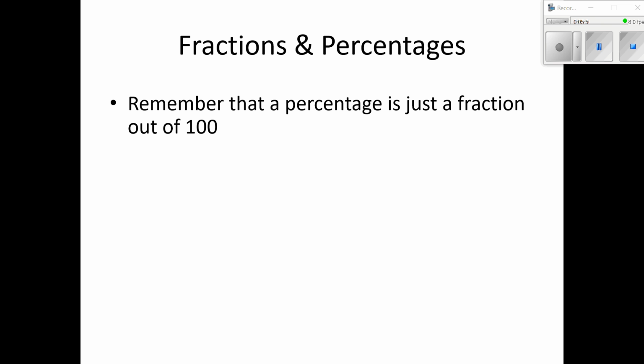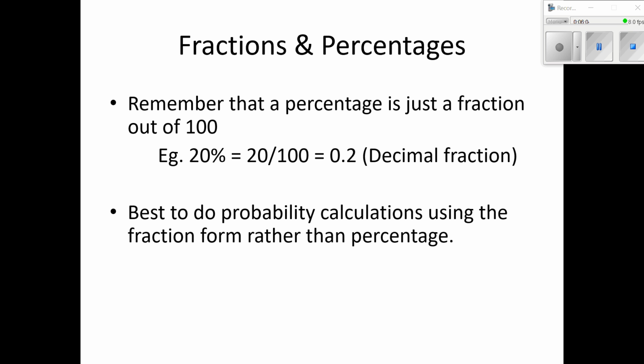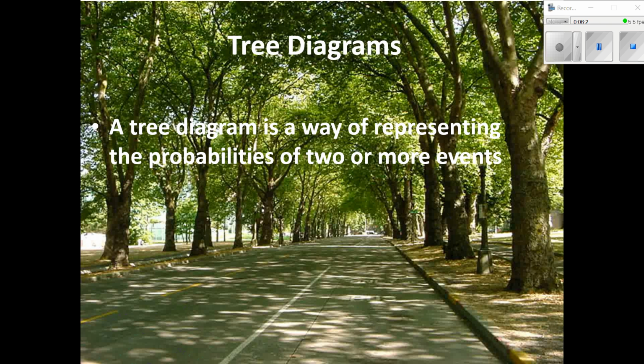Talking about fractions and percentages. Yep, a percentage is a fraction. Sometimes a fraction can be written neatly as a decimal. That's fine. But in certain circumstances, if it's something like a third or 6/7, you can't write that nicely as a decimal, so we might leave it. And I'm emphasising here that probabilities take on values between 0 and 1.